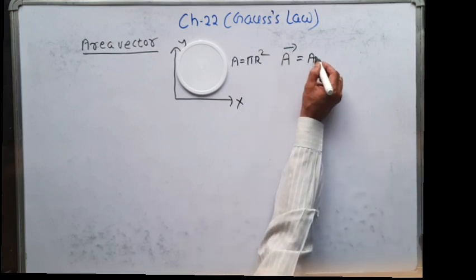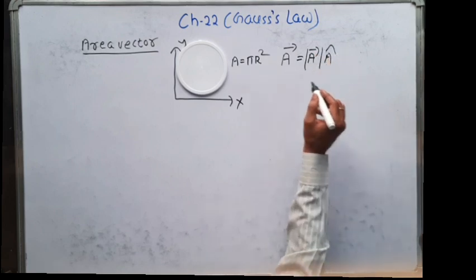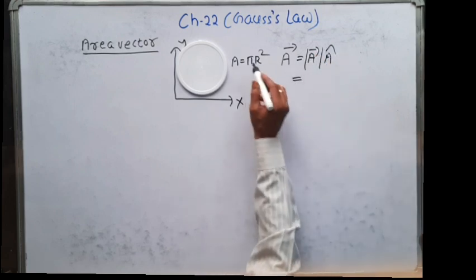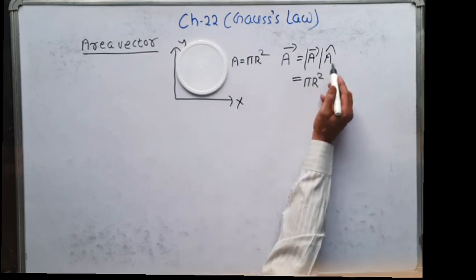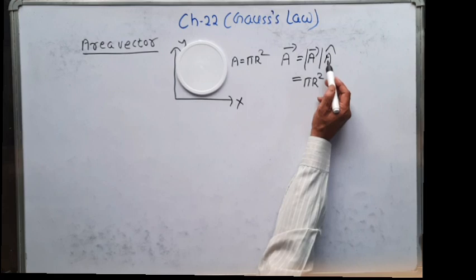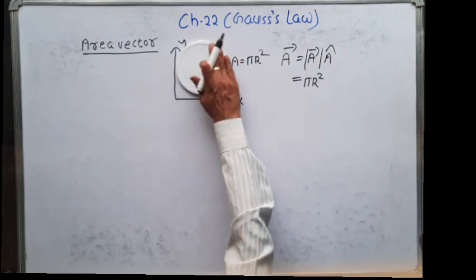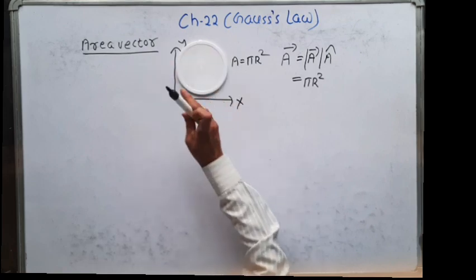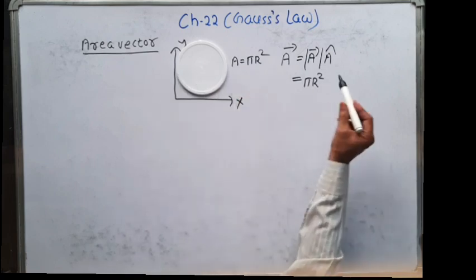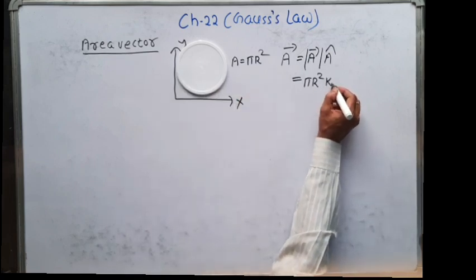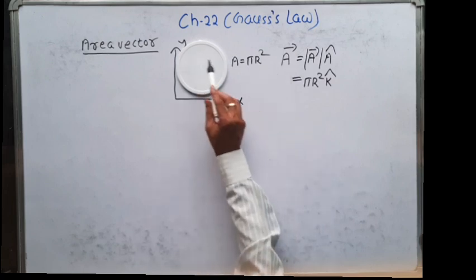So we can say the area vector has magnitude as well as direction. The magnitude of the area vector is pi r square if the radius is r, and n cap is the unit vector perpendicular to the area element. The unit vector perpendicular to the area element is along the z-axis, and the unit vector along the z-axis is k cap. So this is the area vector of this disc.